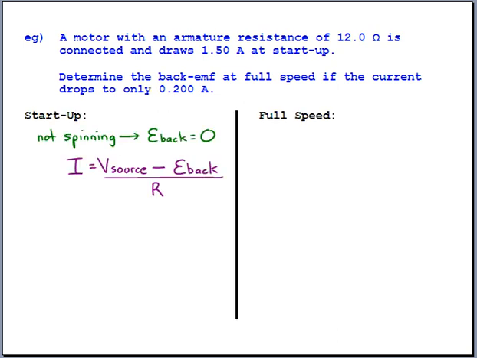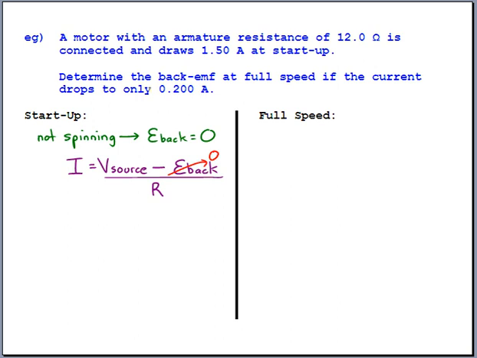Now, this is the equation you'll find on your formula sheet. You can use it all the time as long as you realize that at startup, when we're trying to go but haven't got going yet, the back EMF will be 0. So you just scratch off the back EMF, right? So the equation's fine, but we'll just put 0 in here.